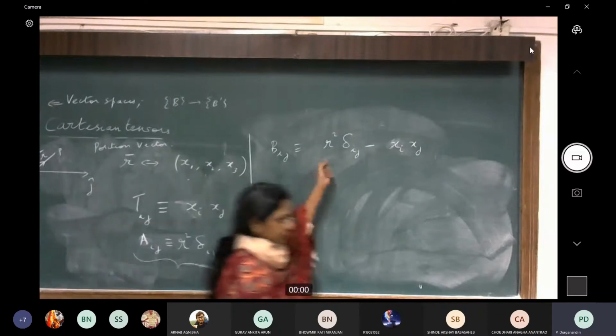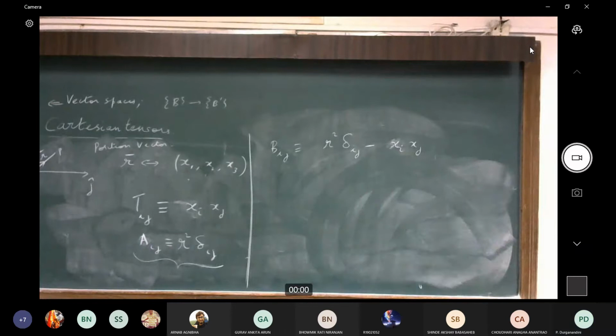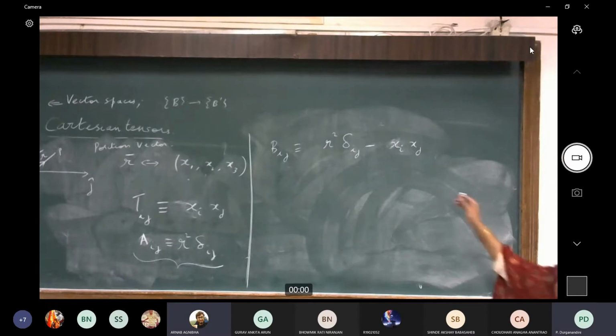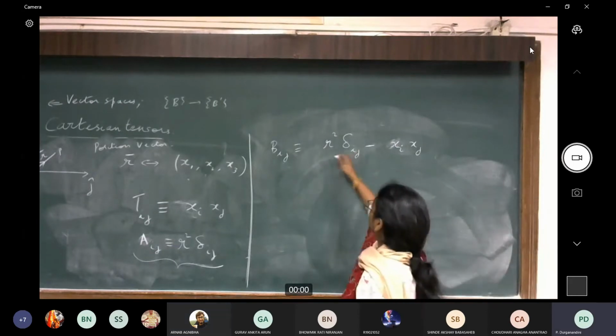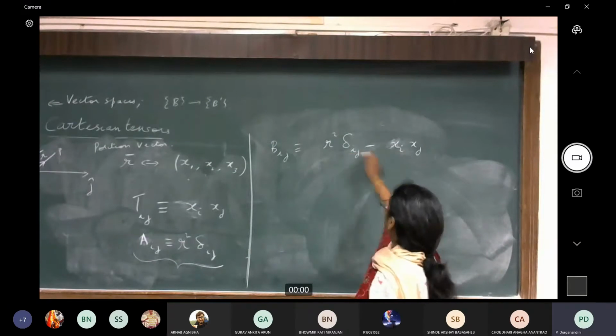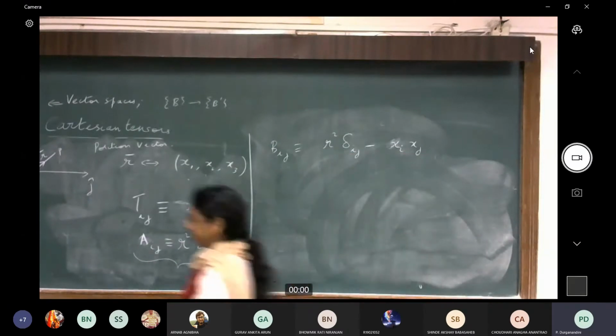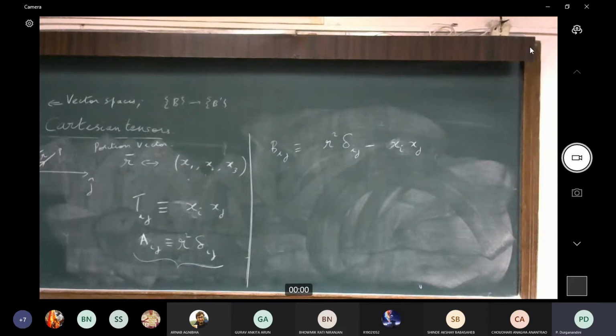But what about this object? Is this isotropic? No. So Bij is not isotropic. Although it has a part which is isotropic, the r square delta ij part, that is true, but then this xi xj is there. So the resultant tensor which we got by taking the difference is not an isotropic tensor. That is something which you should keep in mind.